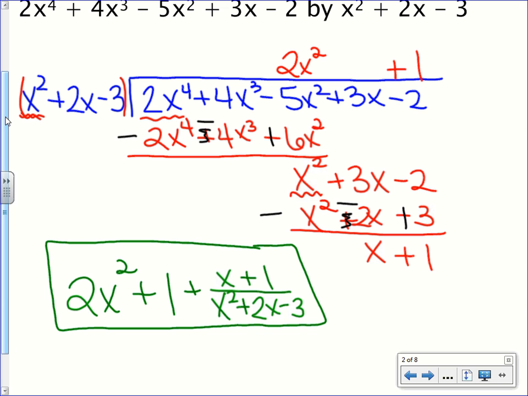Okay, now, here's the thing. Synthetic can only be used in certain situations. Synthetic division can only be used if your divisor is linear. So if your divisor is not linear, like here, you have to do long division. You have to know how to do this, okay?